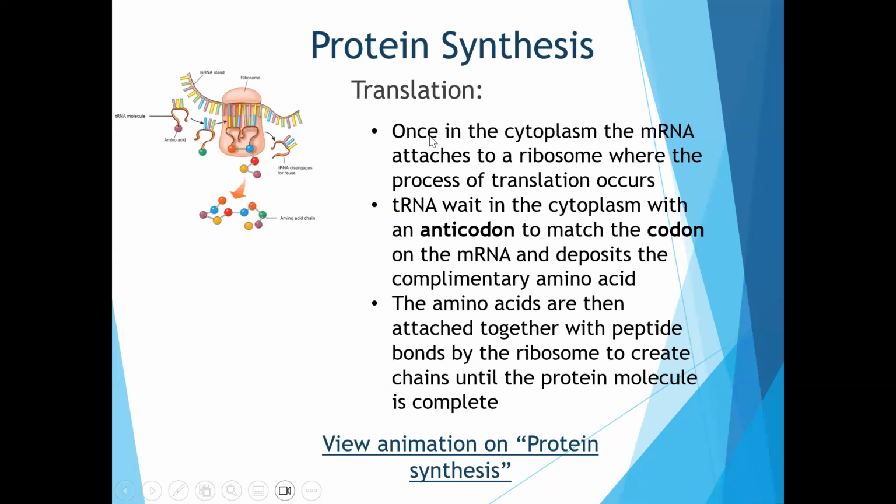Okay, so in the cytoplasm, the mRNA attaches to the ribosome. There's tRNA waiting in the cytoplasm that has the anticodon that we just talked about to match with the codon. So 3 and 3 match, and that creates one amino acid. Then we attach the amino acids with the peptide bonds, and that's how a protein molecule is completed.